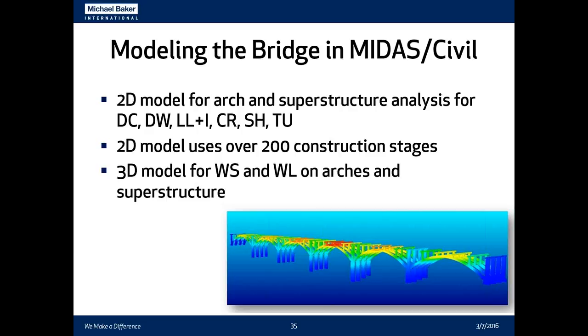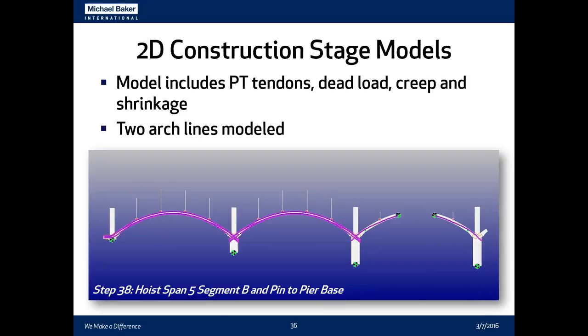My role on this project was to participate in the final design of the arch ribs. I always enjoy talking about that, and to perform the final design, we modeled the bridge using MIDAS Civil software. This was one of our first projects using MIDAS Civil. We used a 2D model for arch and superstructure for dead loads, live load plus impact, creep, shrinkage, post-tensioning effects, and thermal effects. Our 2D model used over 200 construction stages, while we used a 3D model for wind load effects on the arches and superstructure, since that was more transverse 3D behavior.